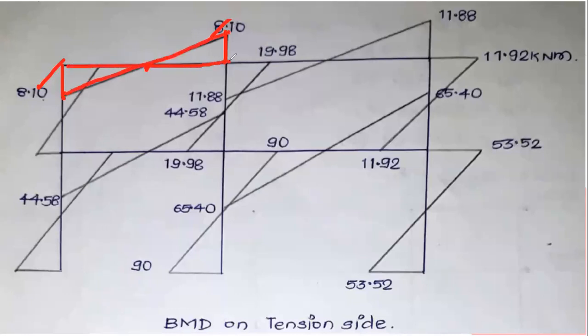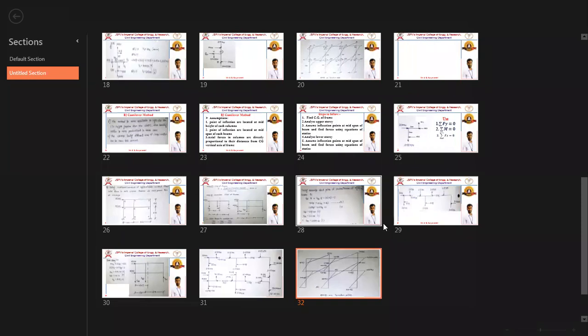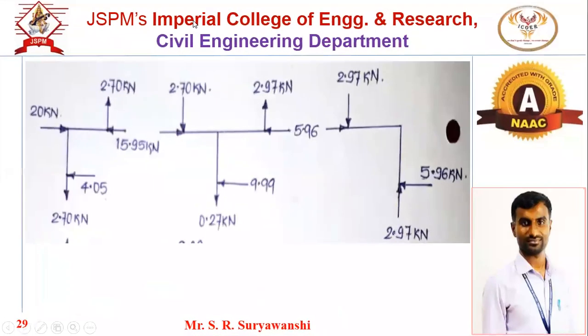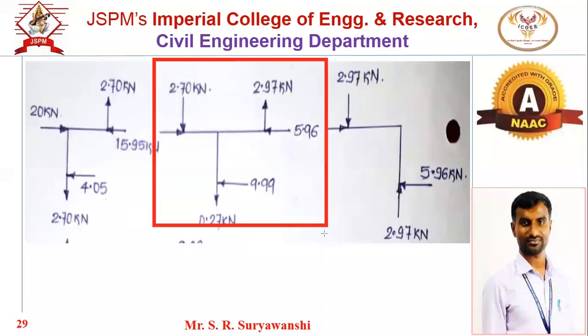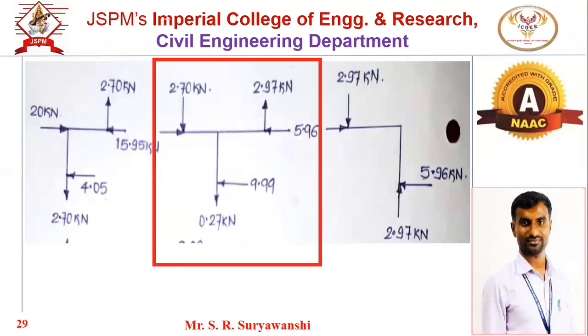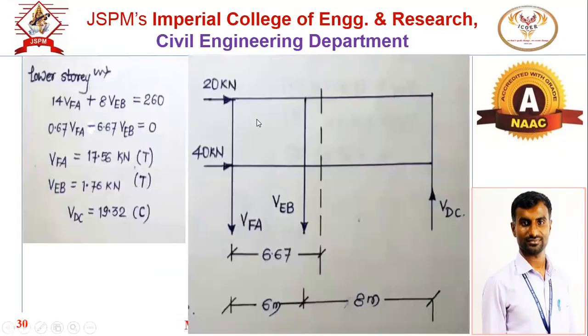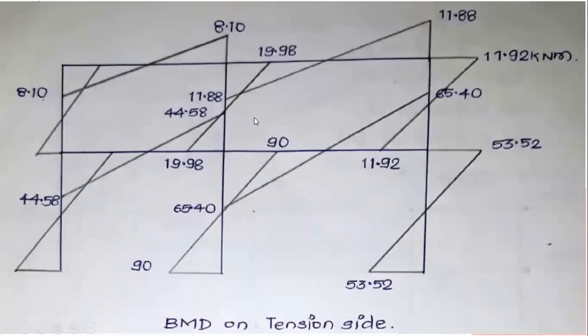Similarly, in case of a column, again we will consider one of the joints. Suppose this is the column. For this particular column, what is the shear force? First, 9.99, very good. 9.99 into H by 2, you will get the bending moment. So this is the cantilever method, and this is the last point of unit number 5.